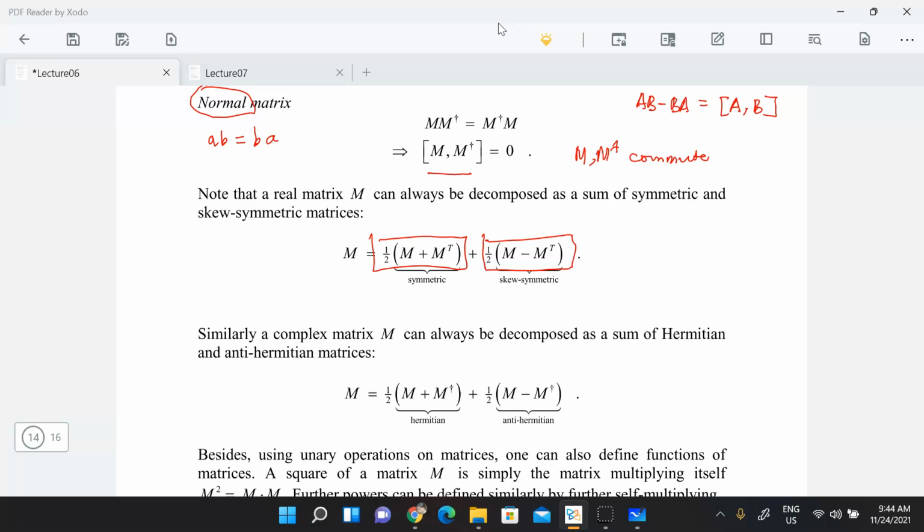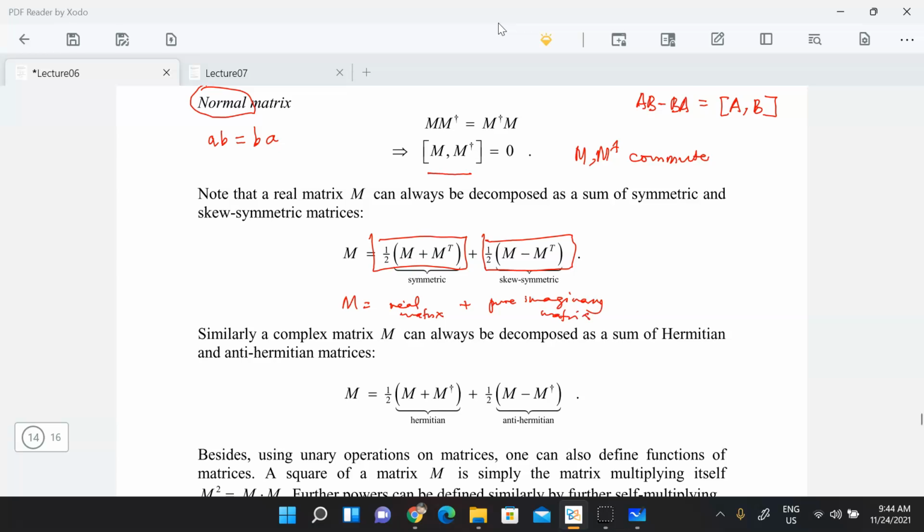For that matter, you can also do this with the complex conjugate. Instead of the transpose, you have the complex conjugate of M there. Then you can decompose M into a real matrix plus a pure imaginary matrix. That's easy enough for you to see.